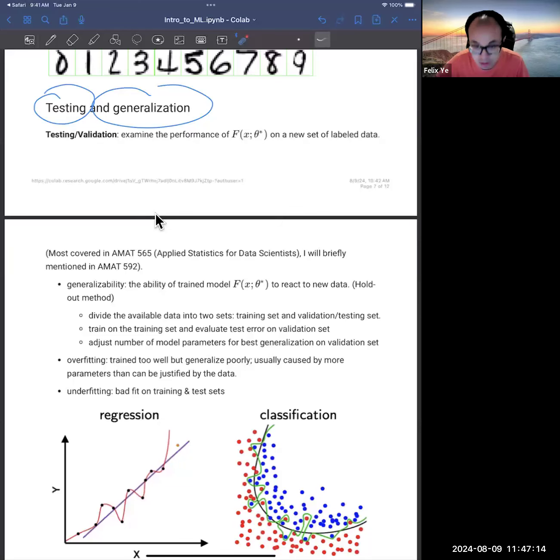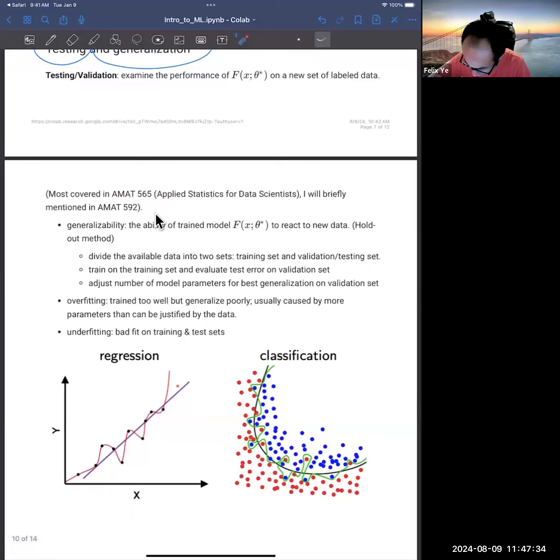This material was previously covered in 595 and 565. It's all moved into 592. So this is something that we're going to spend quite a bit of time on, I think 1 or 2 weeks of material. So why is this important? I want my trained models to generalize to new data, because I don't care whether my models work well on the training data.